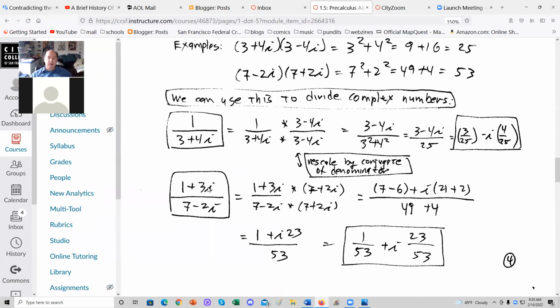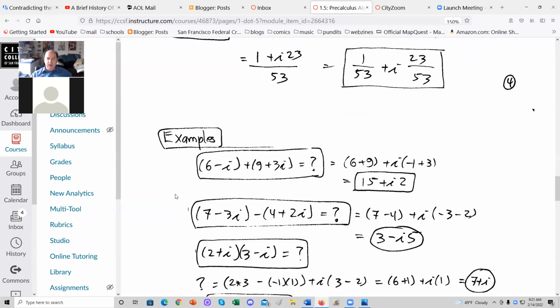Here we have a division: 3i plus 3 over 7 minus 2i. Again, we'll rescale, multiplying above and below by the conjugate of the denominator. The conjugate of 7 minus 2i is 7 plus 2i. Just flip the minus i to the plus i and vice versa. The denominator will be 7 squared plus 2 squared, 49 plus 4. The numerator, after a bit of arithmetic, is 1 plus 23i. All that over 53 equals 1/53 plus i times 23/53.